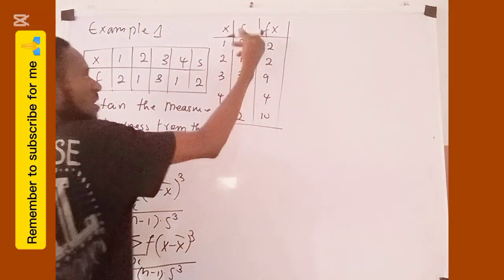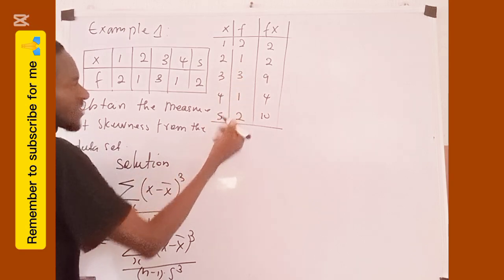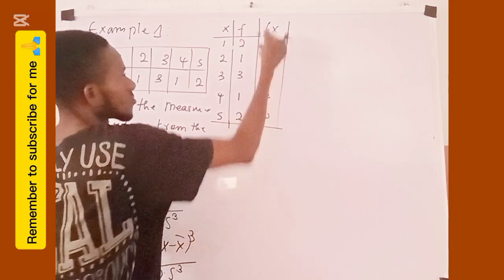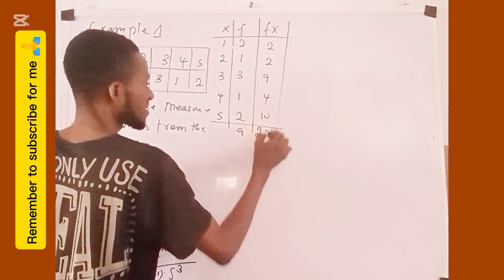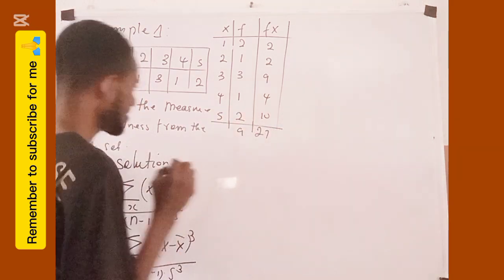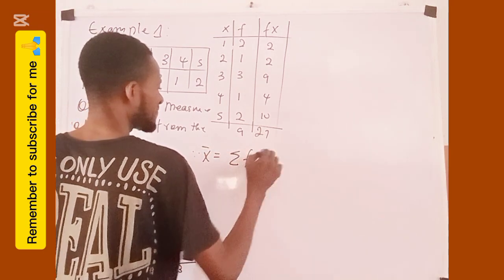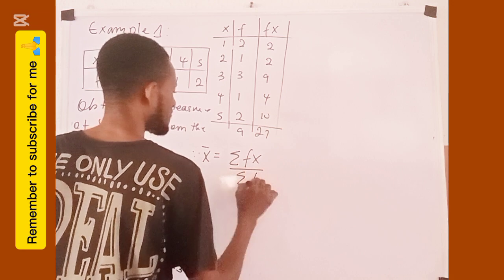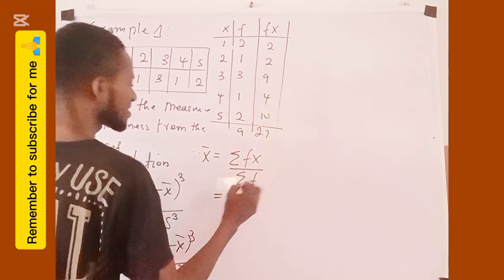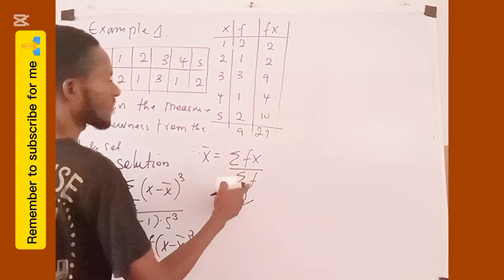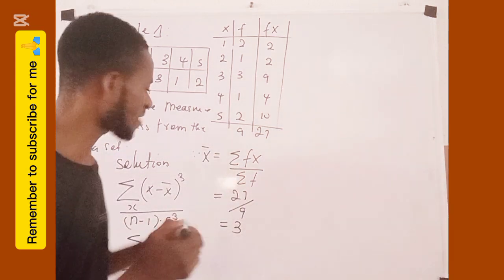Let me sum them. Summing the frequency: 1 plus 2 is 3, plus 3 is 6, plus 1 is 7, plus 2 is 9. So here is 9. Summing fx: 2 plus 2 is 4, plus 9 is 13, plus 4 is 17, and this 10 makes it 27. So if I want to get the mean, x bar is given as the sum of fx over the sum of f. You remember the formula for the mean. The sum of fx gave me 27, and the sum of f gave me 9. So it's 27 over 9, which gives me 3. So the mean is 3.